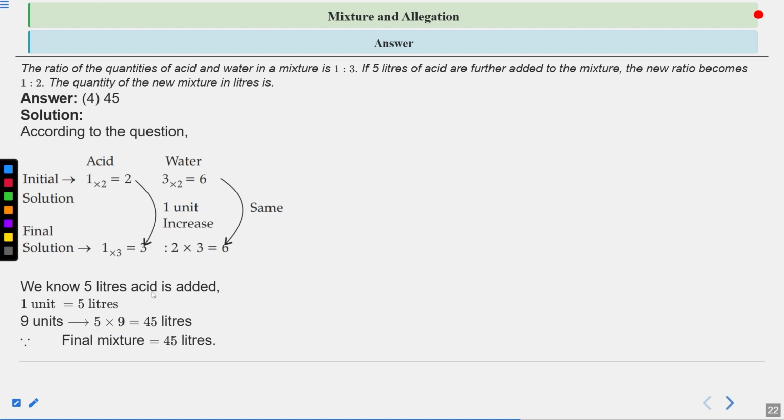So the new mixture has a quantity of 45 liters. So the fourth one is the correct answer of this question. Next one.